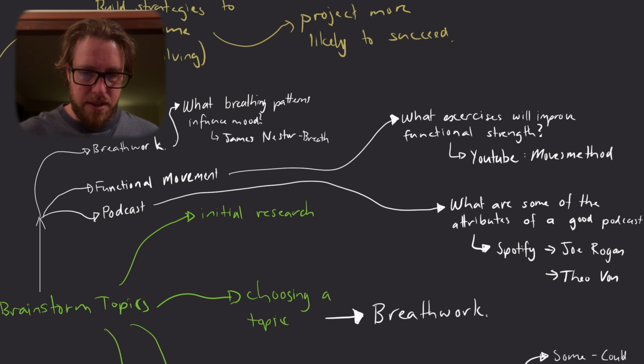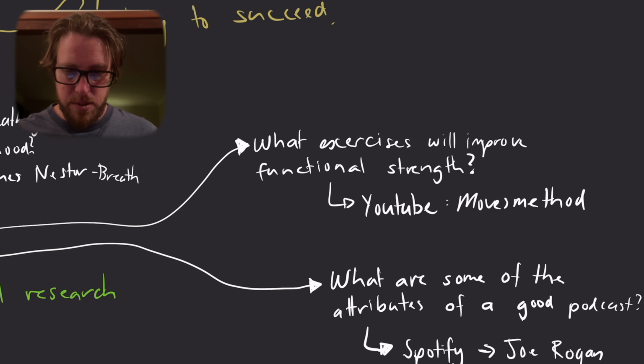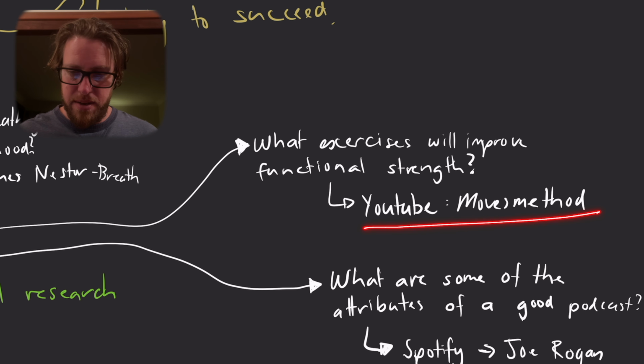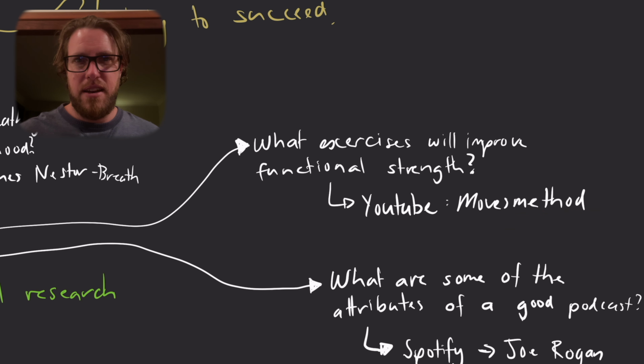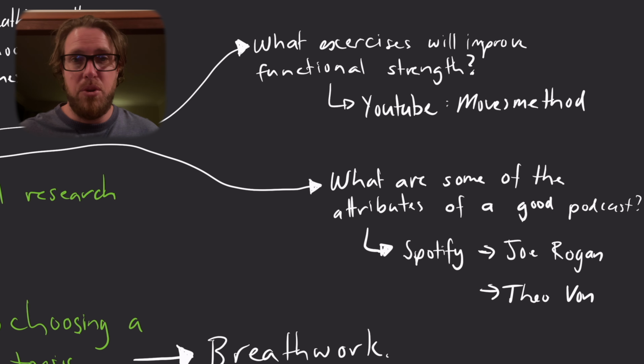Now I did the same thing for the functional movement, and this is kind of a mind map, so it flows through. So breath work was one of the topics, and then here I put specifically more information on what I was thinking within the breathwork topic. And then the same goes for this next one, functional movement. The topic that I thought for a project that might be interesting was what exercises will improve functional strength. And one of the resources that I put there is YouTube Moves Method. They're a couple that do a bunch of different videos on how you can learn to move more effectively.